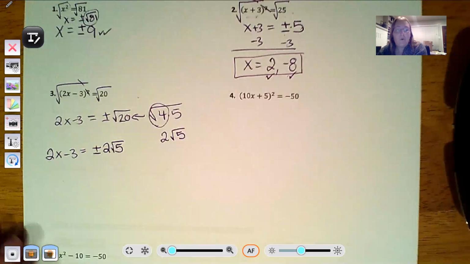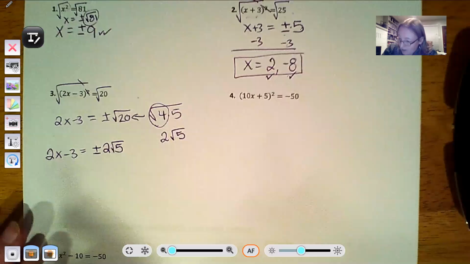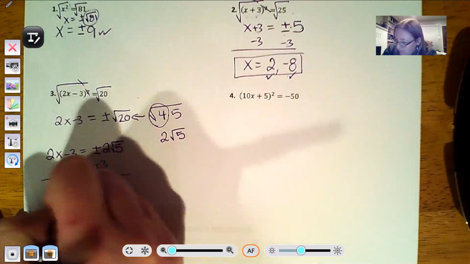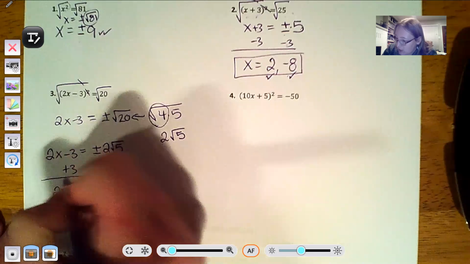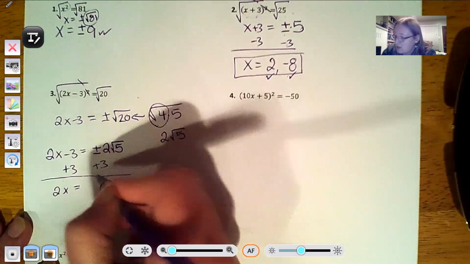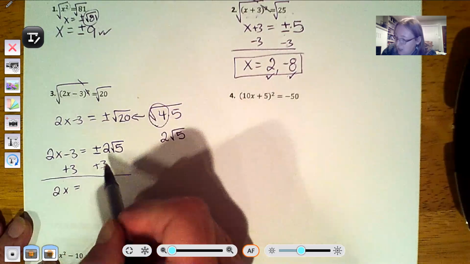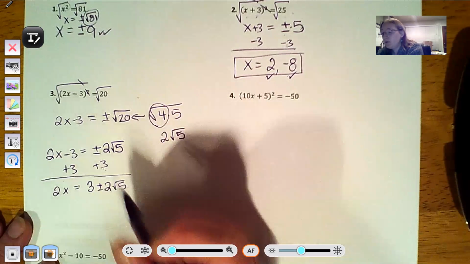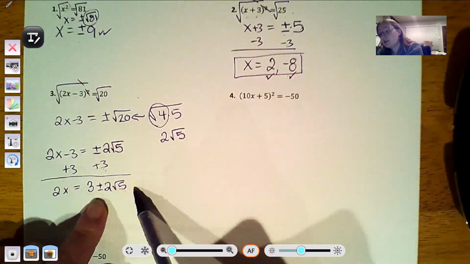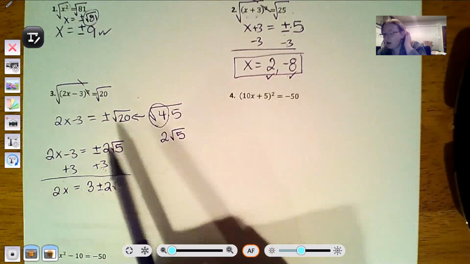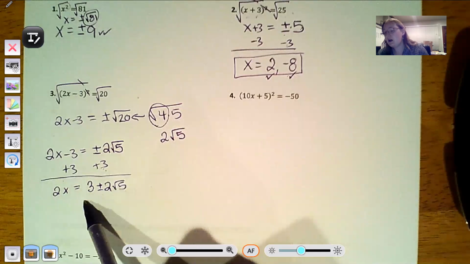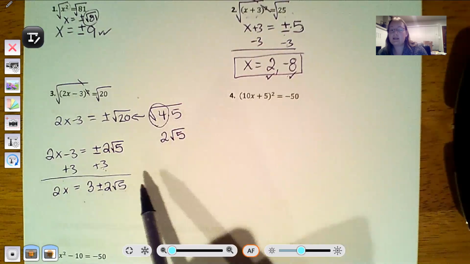I want to solve for x, so I'm going to add 3. I'm going to undo my addition or subtraction. Now here, when I add this, these are not like terms. So I'm going to have to say 3 plus or minus 2 root 5. Or I could say plus or minus 2 root 5 and then plus 3. But we typically put, again, the more rational part in front and then the irrational or imaginary part second.